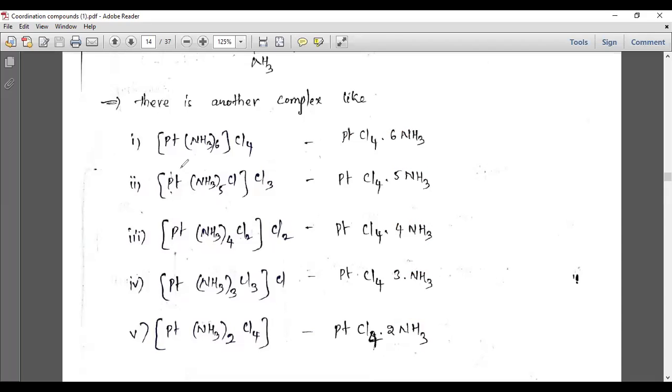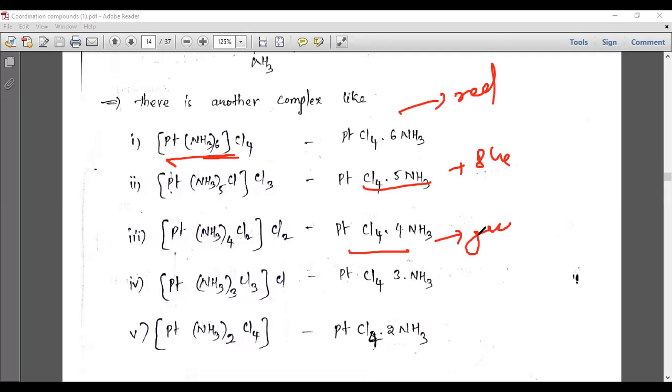So that means if we take this particular complex, let us say it is in red color, this one is in blue color, this particular complex is in green color, and this particular complex is yellow color, and this one may be purple, whatever it may be. So each complex will show different colors.